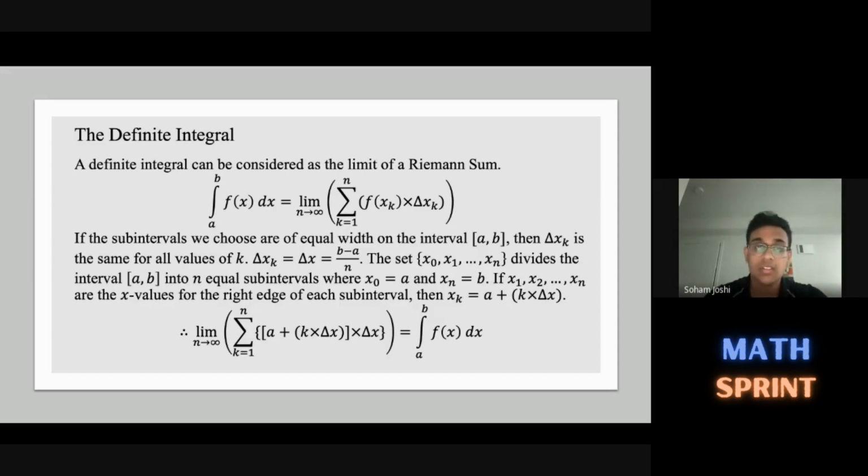The set x0, x1, x2, all the way till xn divides the interval a comma b into n equal subintervals, where if you think about it, since the lowest term in this interval is a and the highest term is b, x0 is equal to a and xn is equal to b. So if x1, x2, x3, all the way to xn are the x values for the right edge of each subinterval, then xk is equal to a plus k times delta x.